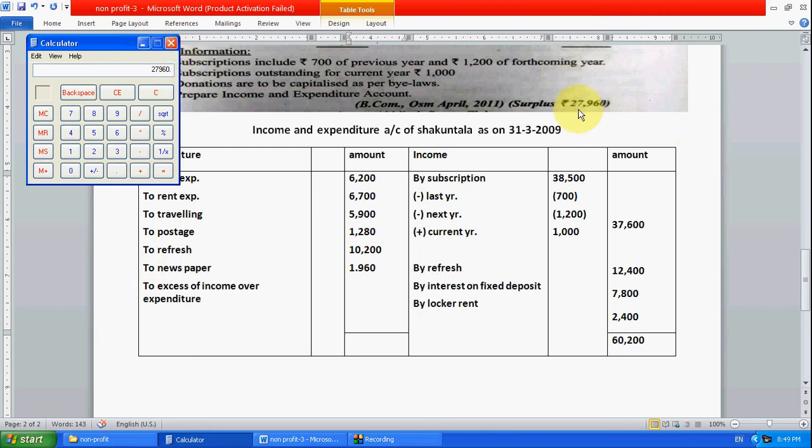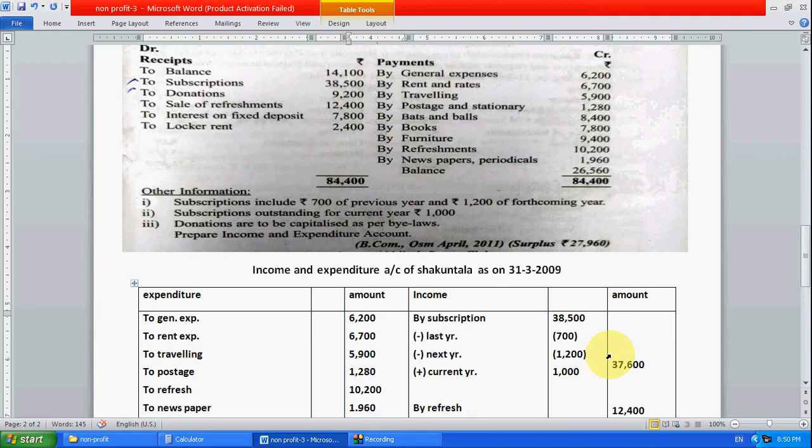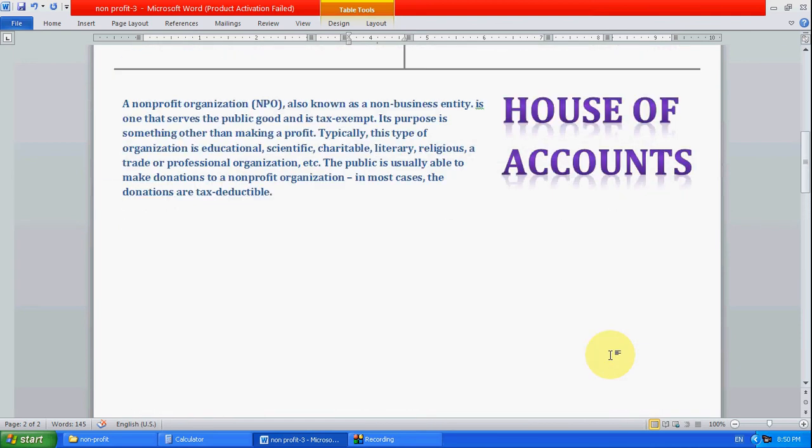See here, 27,960 is given here. So we got 27,960. So right here, total amount 60,200 will be the answer. This is the total. Okay, so we got the answer 27,960. This is the profit, means excess of income over expenditure. Okay, so this is how we have to solve this income and expenditure account.